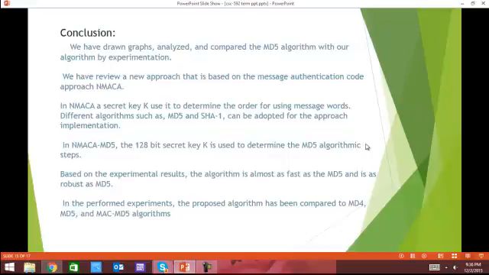This paper clearly shows the improvement of NMAC MD5 over all other algorithms, which is demonstrated through the graphs herein. Based on experimental results, we found that this algorithm is as fast and robust as MD5.